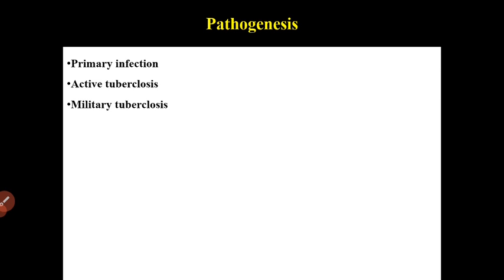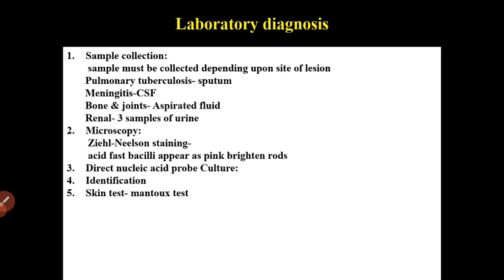Third, miliary tuberculosis or disseminated tuberculosis. The primary infection may disseminate by lymphatics or bloodstream, leading to numerous small miliary tubercles in different organs. The tubercles contain numerous bacilli but no caseous necrosis. Fine? Understood? Let's go ahead.